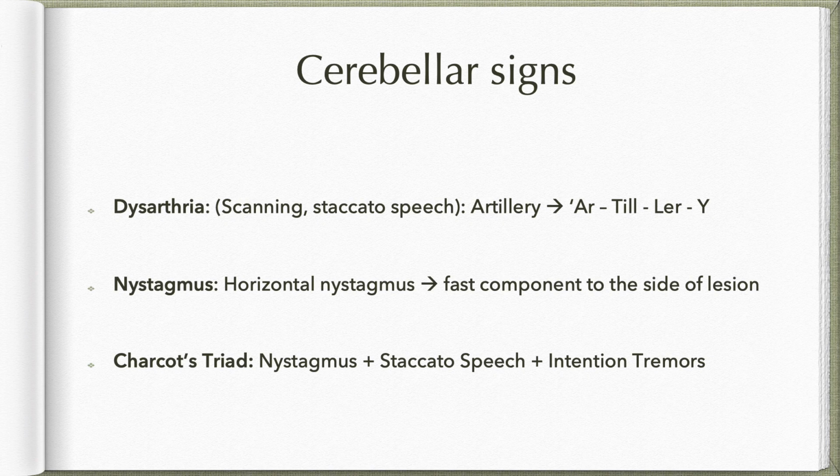Patient demonstrates horizontal nystagmus with the fast component to the side of lesion. So the classic Charcot's triad includes horizontal nystagmus, staccato speech, and intention tremors, all the three of which will show that there is a lesion to the neocerebellum. So by just performing these various bedside tests, one can confirm that there is lesion to the cerebellum.